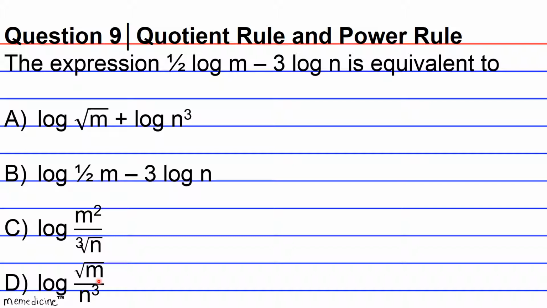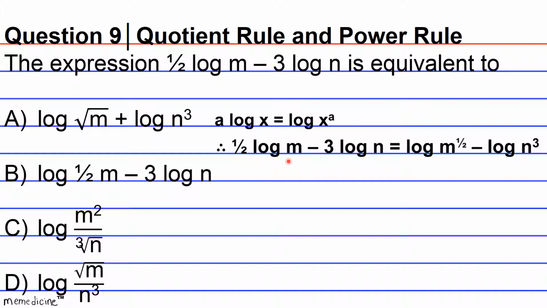Alrighty then, hopefully by now you've had enough time to think. What we have to do is use some properties of logarithms and one property of exponents to translate this expression into one of these. According to the power rule of logarithms, a times the log of x, that's like a leading coefficient, is equivalent to the log of x raised to that multiplying coefficient. So we can use this to transform this logarithmic term as well as the second term in the overall expression. Therefore, 1/2 the log of m minus 3 the log of n is equivalent to the log of m to the 1/2 minus the log of n to the third.